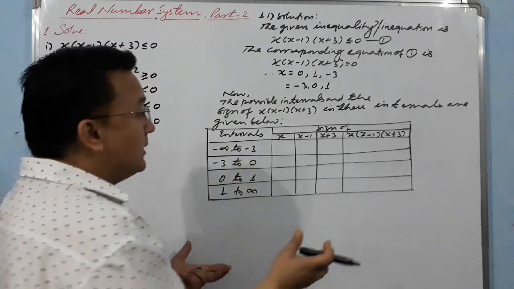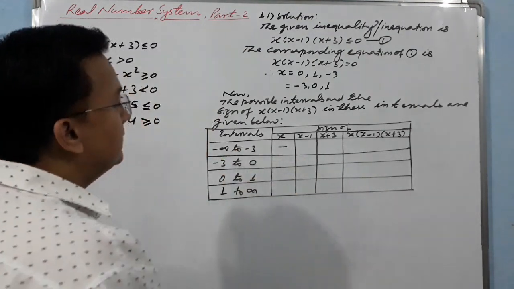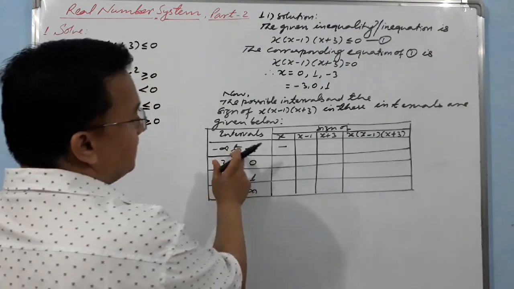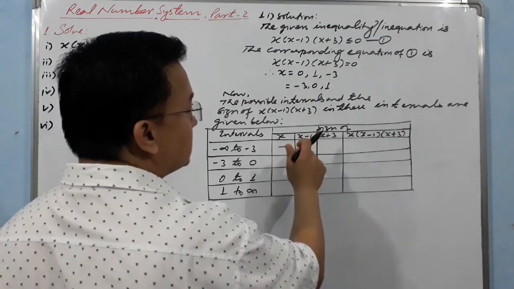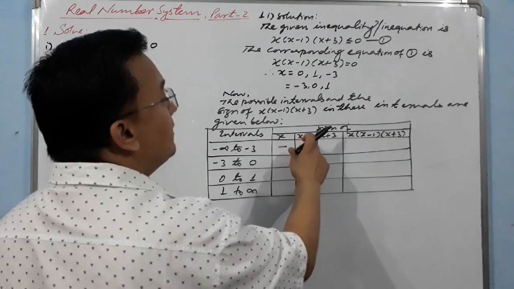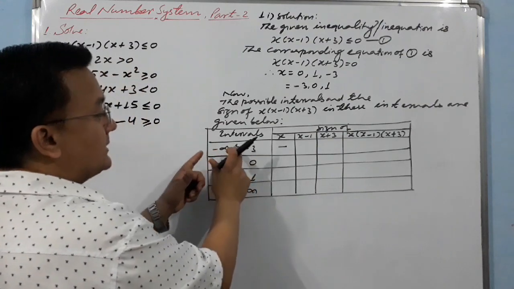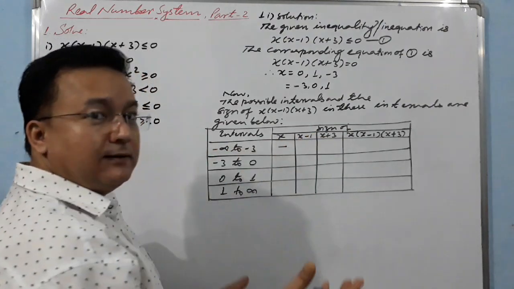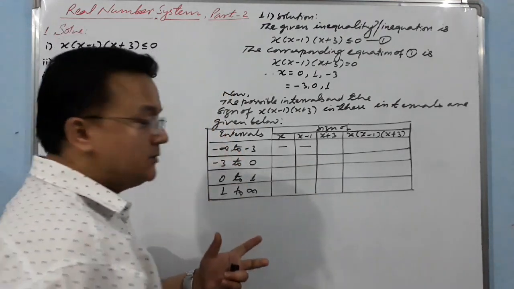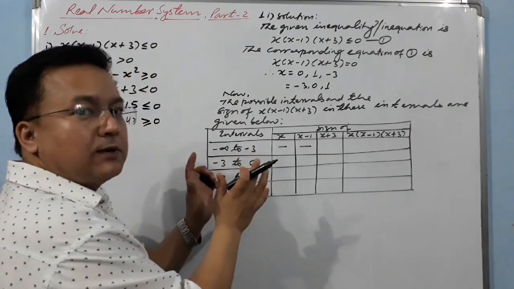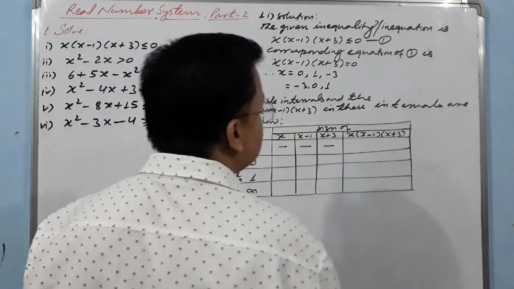Let's suppose minus 5. The value of x is negative. Then x minus 1, negative minus 1, so any number minus 1 you will get negative. Let's suppose minus 5, minus 5 minus 1, negative. Here you are going to get a negative sign. And x plus 3 with minus 5 chosen: minus 5 plus 3 means negative.